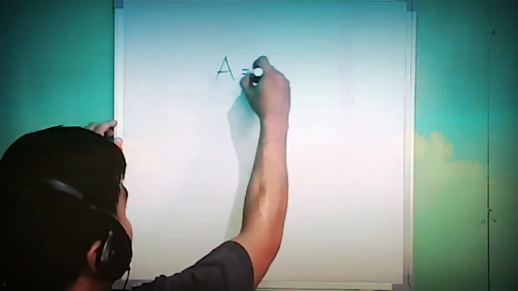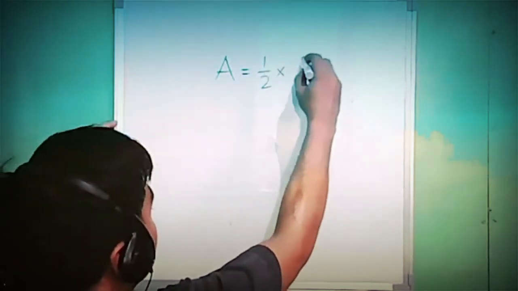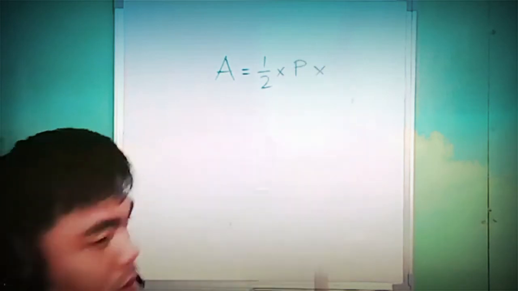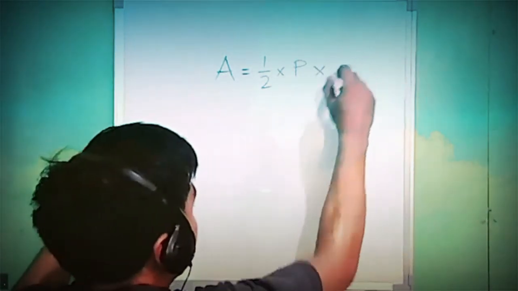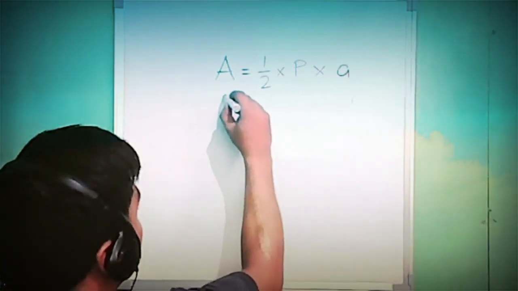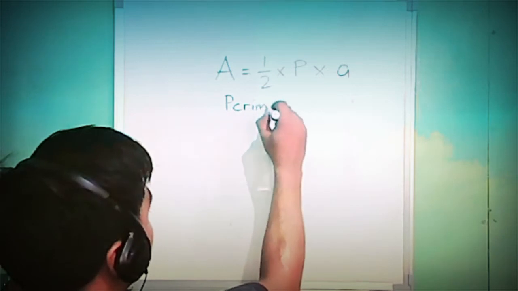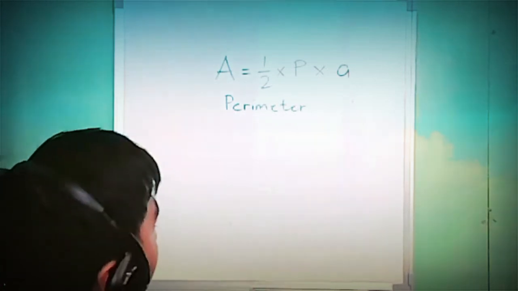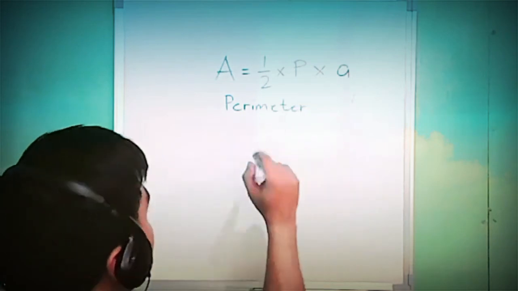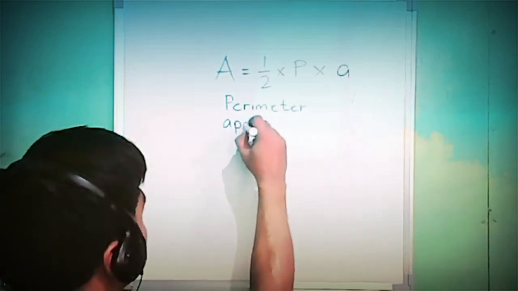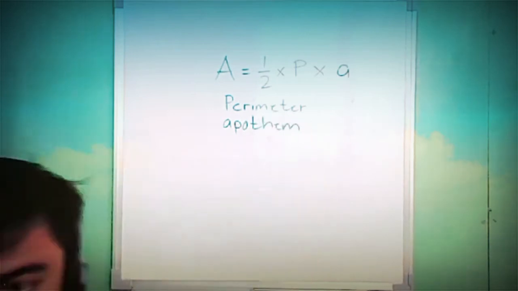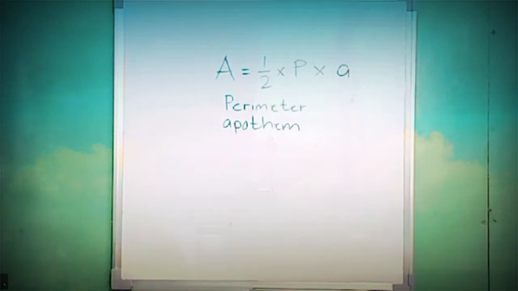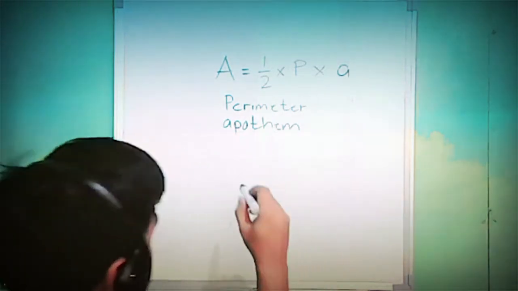A equals 1/2 times P times A. P is the perimeter, or the total measure of all the sides of a pentagon, and A is the apothem. Okay, I will draw the figure so that you can understand what the apothem is. And the perimeter, I will also discuss it.